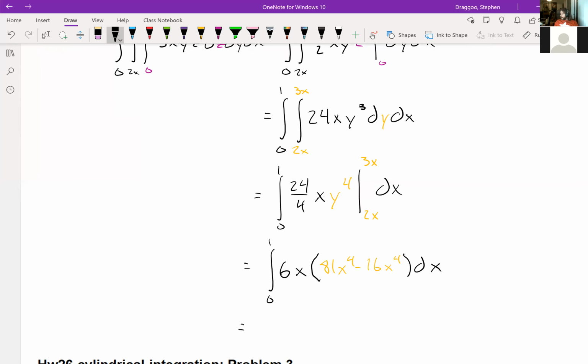So what's this thing look like? We have the integral of 6 times x to the 5th times 81 minus 16. Pretty sure that's 65. dx. X goes from 0 to 1. And then this integral is not so bad. X to the 5th integrates to x to the 6 over 6. So that factor of 6 cancels out. The only thing that's still there is 65, by the time I plug in 0 and 1.